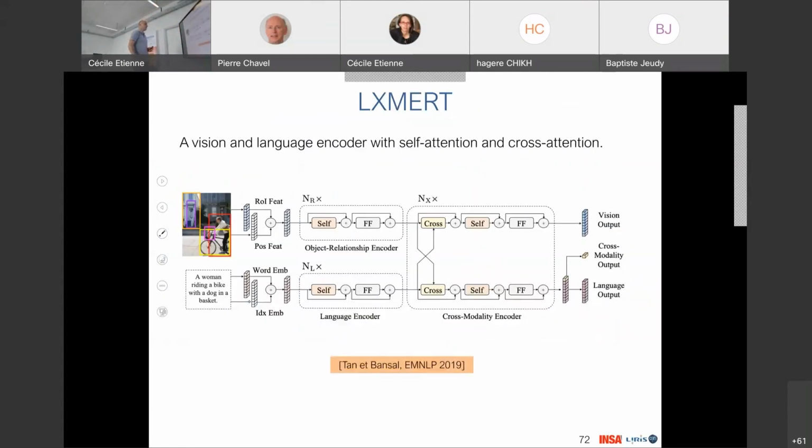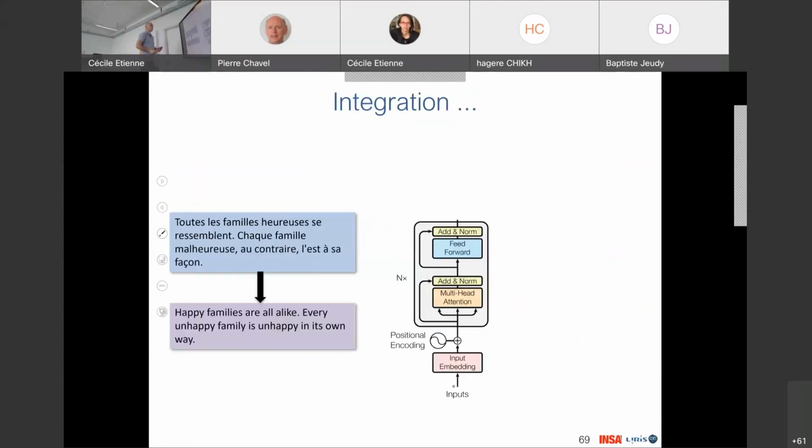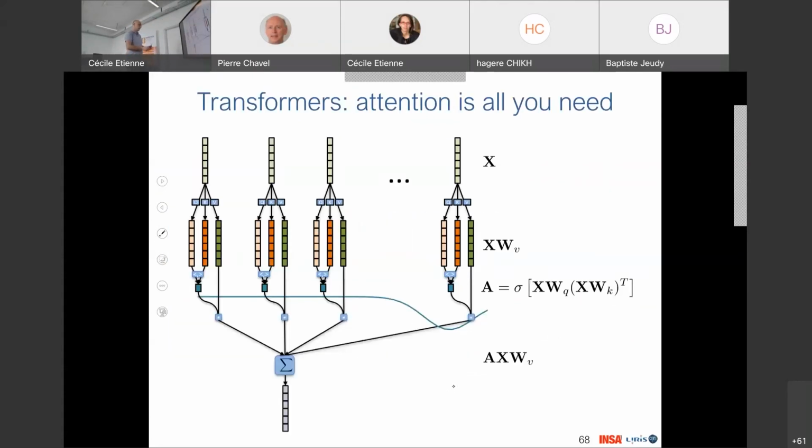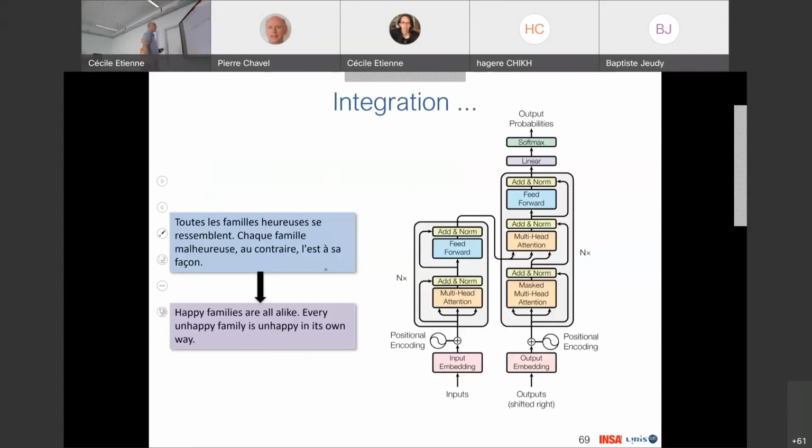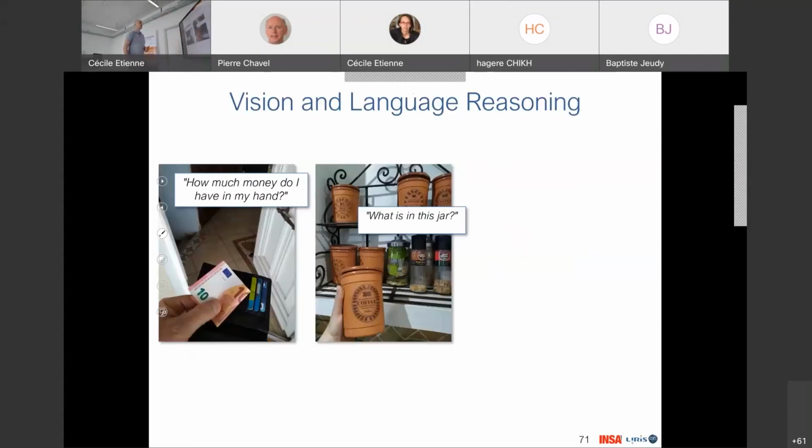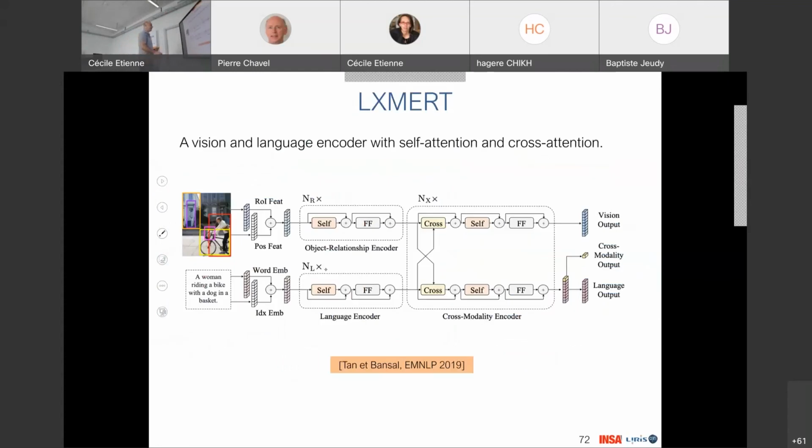So this is one of the state-of-the-art models, EMNLP 2019, so it's 2 years old, but really widely used, and it uses transformers. So the same transformers, these kinds of models here, are used in the same kind of application, and they're a little bit different because they need to work on images and text. So how does this work? The text here comes in: a woman riding a bike with a dog in a basket.